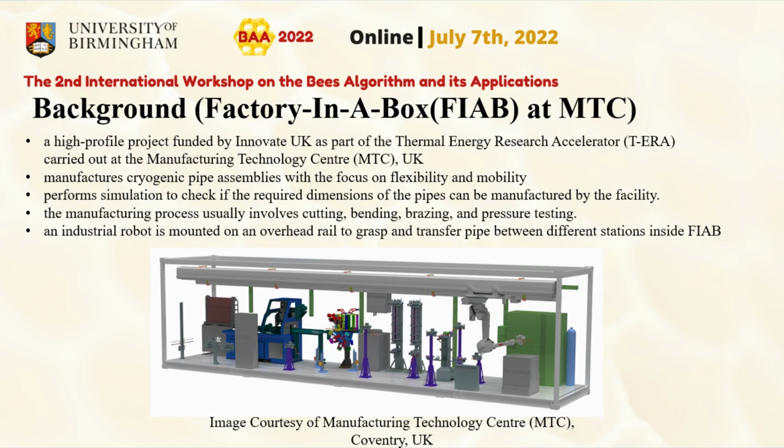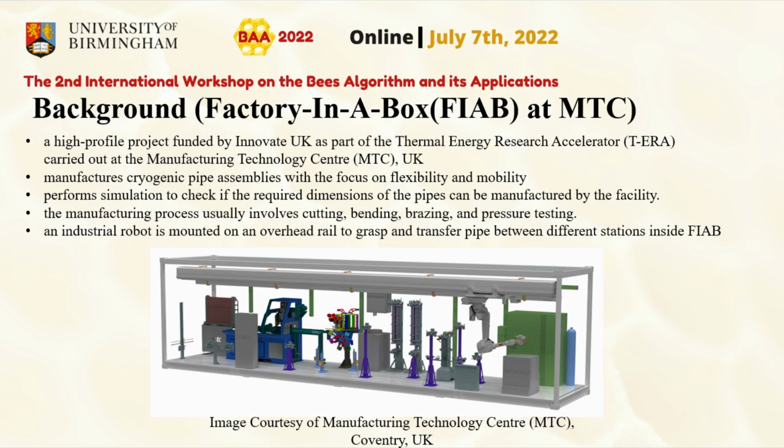The main features of the factory are mobility and flexibility, which means the factory can be deployed rapidly at different places, and it can manufacture pipes of different geometries and dimensions. After receiving orders from customers, the system will perform simulation to check if the required dimensions of the pipes are feasible to manufacture. If the simulation is successful, the actual manufacturing process will start.